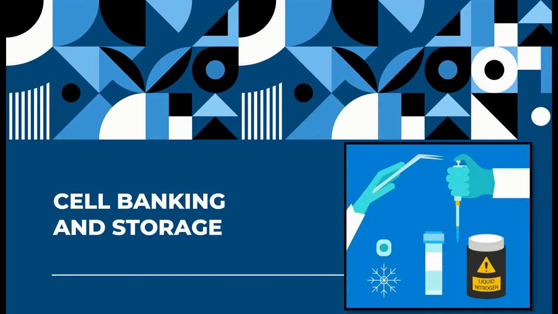So in my cell culture series, I have discussed various types of cell culture media, various types of cell lines, and the types of contamination present in animal cell culture. Finally, I am going to discuss how to store the cells, that is cell banking and storage. So let's begin the video.